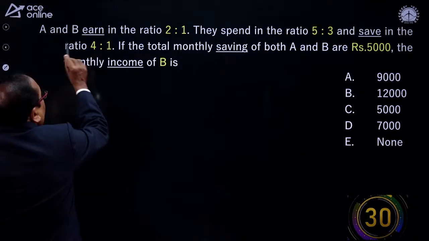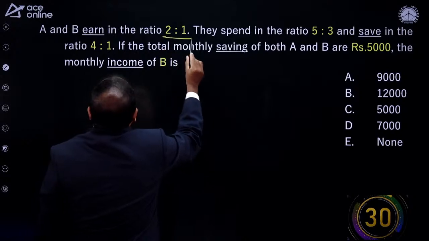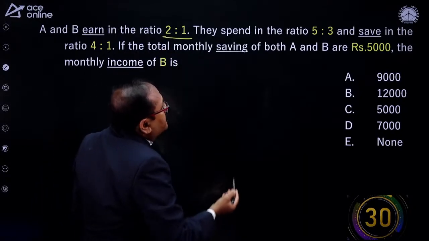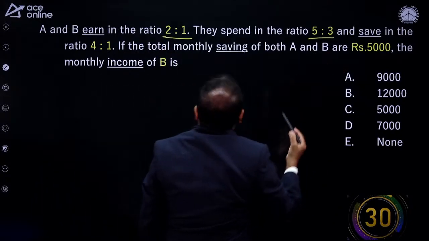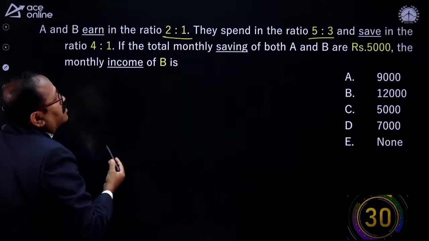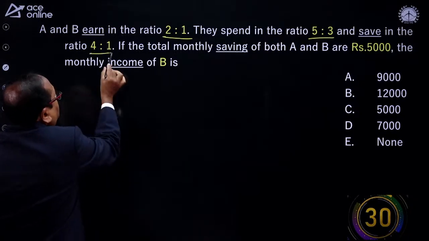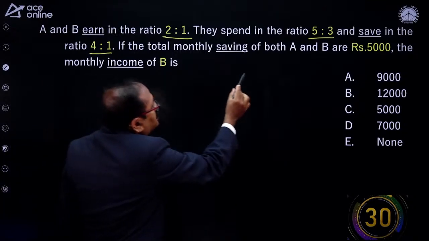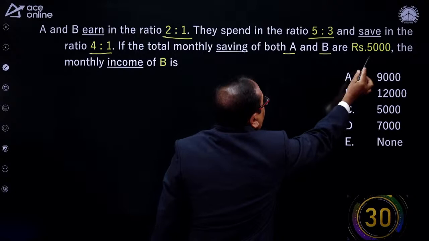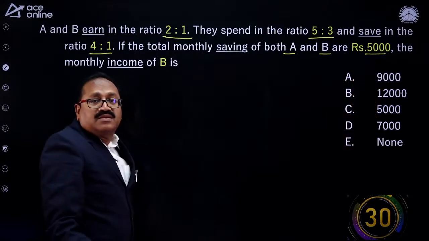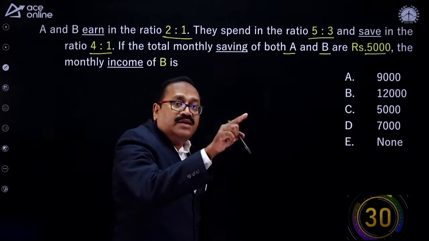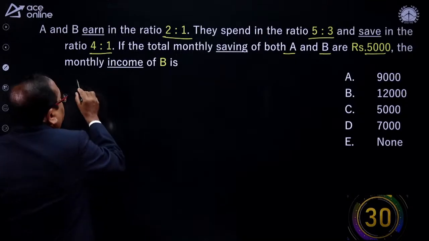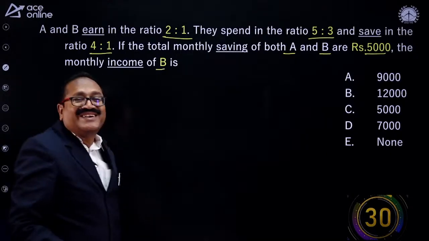Now look at this one. A and B earn in the ratio 2:1 and they spend in the ratio of 5:3, and their saving is in the ratio of 4:1. If the monthly saving of both A and B is 5,000, the monthly income of B is what?